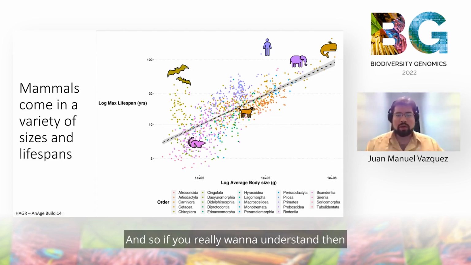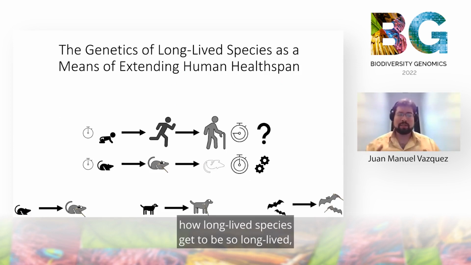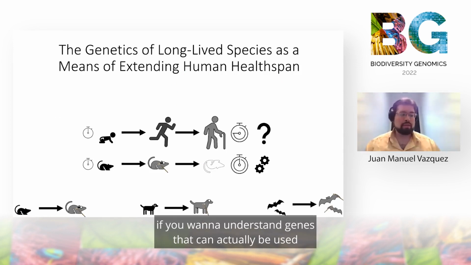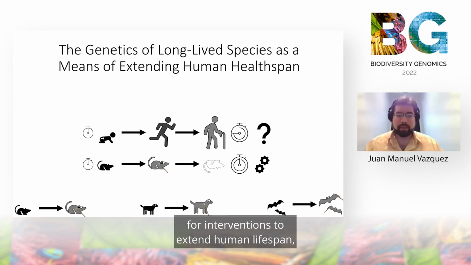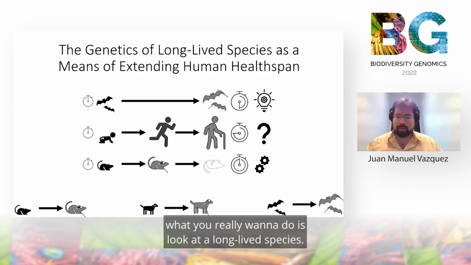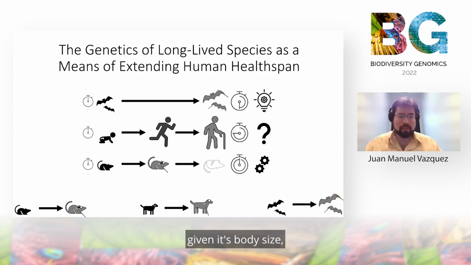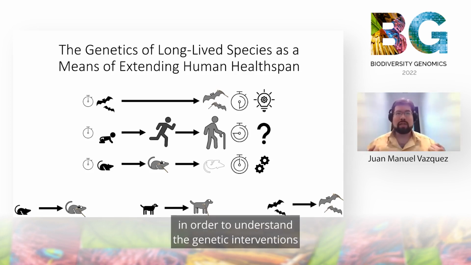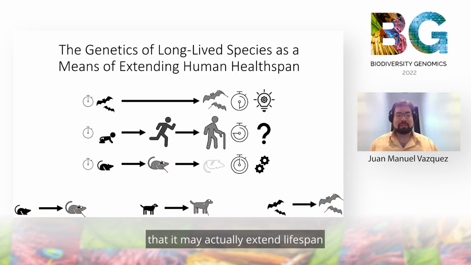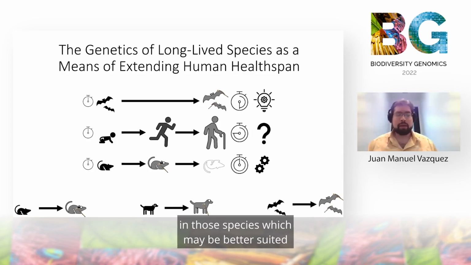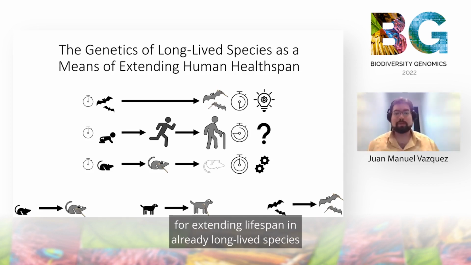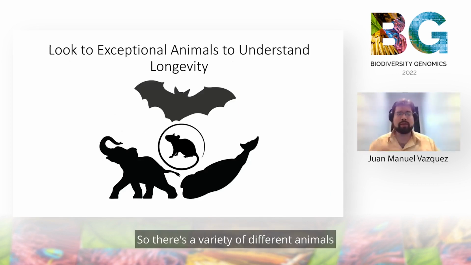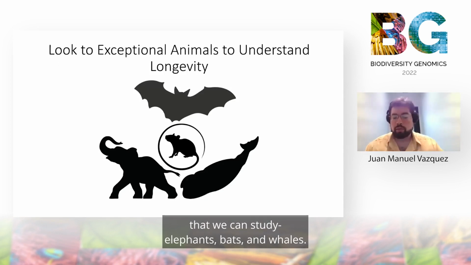And so if you really want to understand then how long-lived species get to be so long-lived, and more importantly, if you want to understand genes that can actually be used for interventions to extend human lifespan, what you really want to do is look at a long-lived species, something that's already very long-lived given its body size, and compare to other species that are closely related that live even longer, in order to understand then genetic interventions that may actually extend lifespan in those species, which may be better suited for extending lifespan in already long-lived species and extending healthspan, such as humans. So there's a variety of different animals that we can study, elephants, bats, and whales.